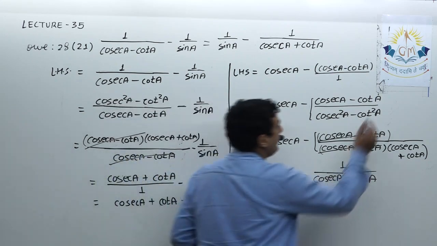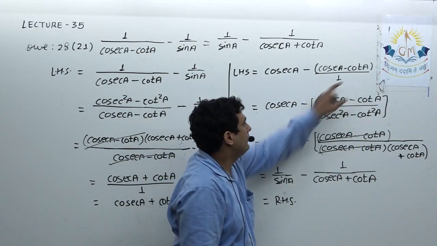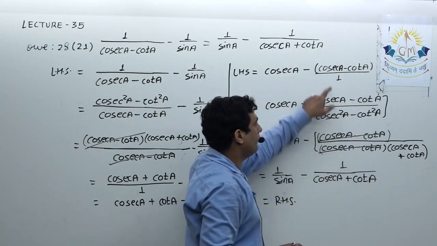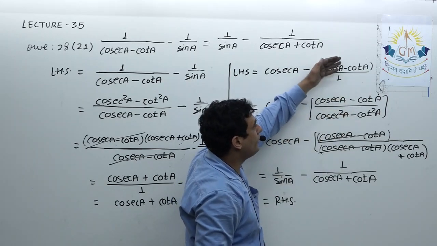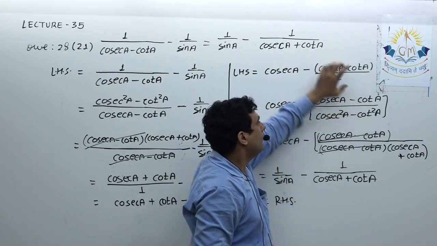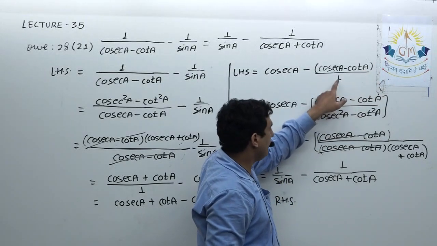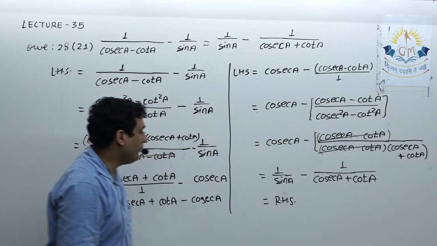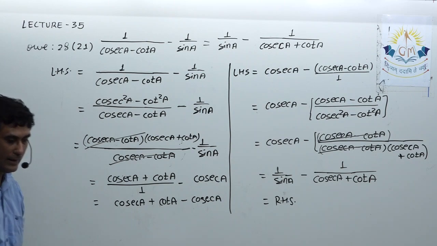Here again one thing can be interchanged, that here I replaced 1. First of all let me write cosec A. Here instead of replacing 1 by this identity, I can rationalize the numerator. That means I multiply the numerator and denominator by cosec A plus cot A. So when I multiply, the numerator will become 1 and the denominator will become cosec A plus cot A. So there are so many ways to do the same question. So please note down this method as well.